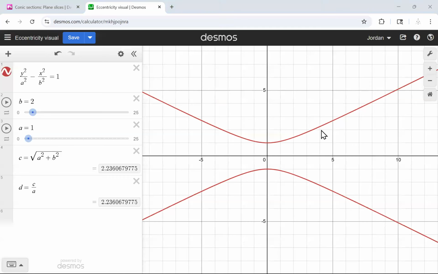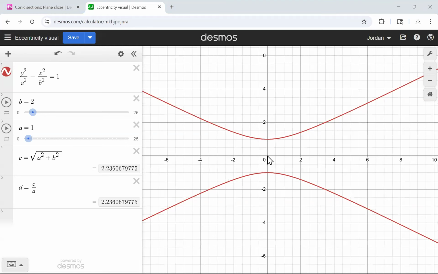So here I've graphed a hyperbola whose center is at the origin, and this has just numerical values where I can change the A and the B, but it's always going to be a hyperbola pointing up and down. If I want to calculate the eccentricity for the one I've graphed right now, with A of 1 and B of 2, it's roughly 2.24.